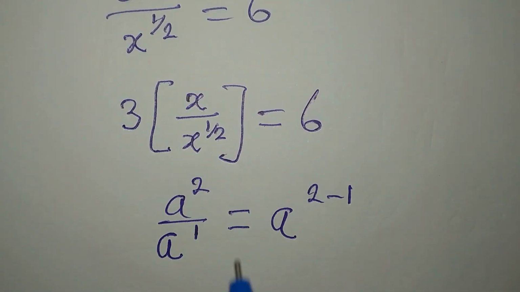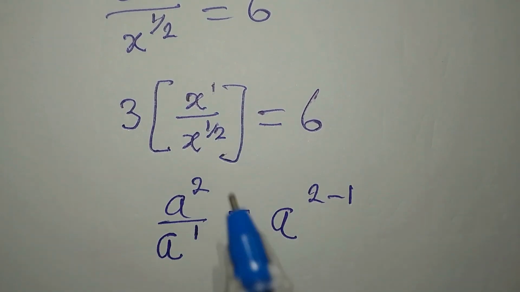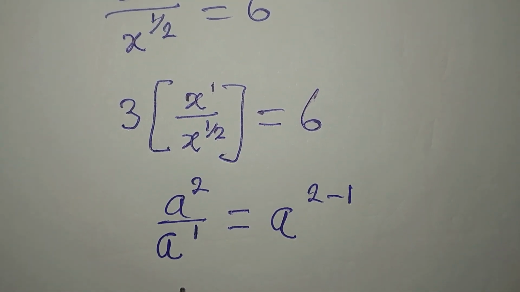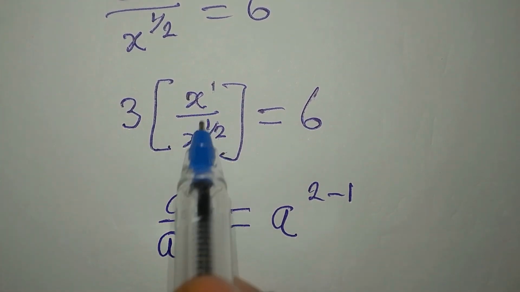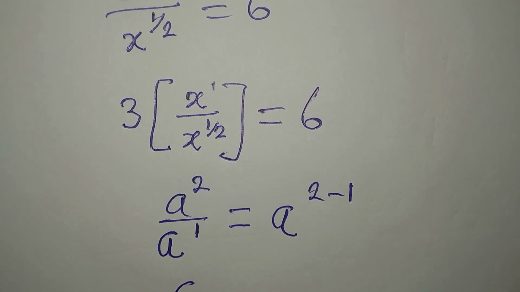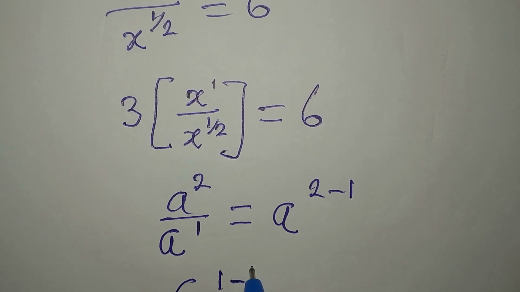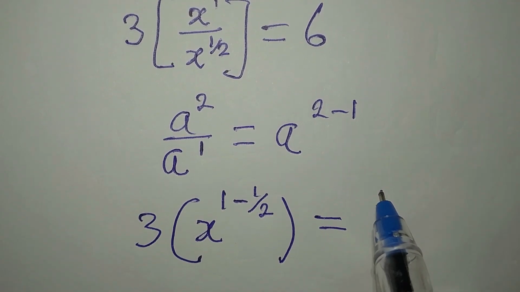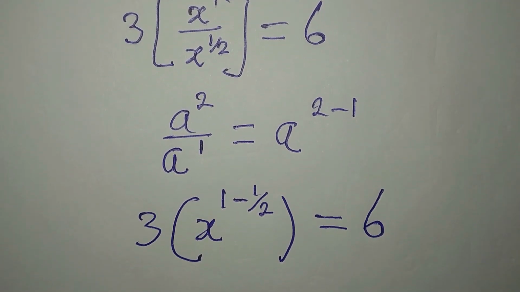Now, I will do the same thing. This x here has an invisible power of 1. So, I will have 3, then open the bracket. I'll pick one of the bases, which is x. Then I'll have 1 minus 1 over 2. Close this, and everything is equal to 6 on the right hand side.